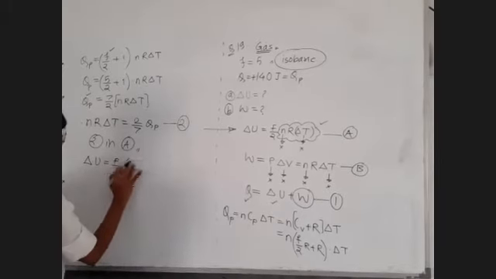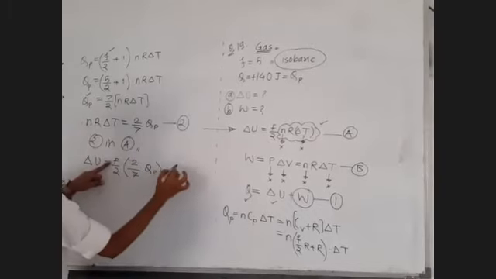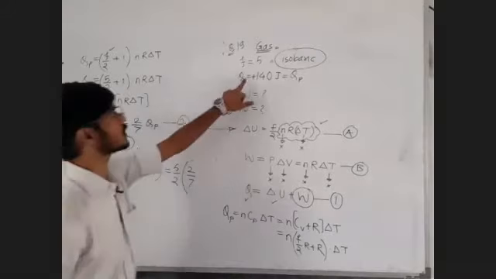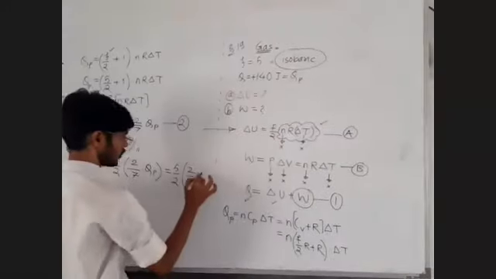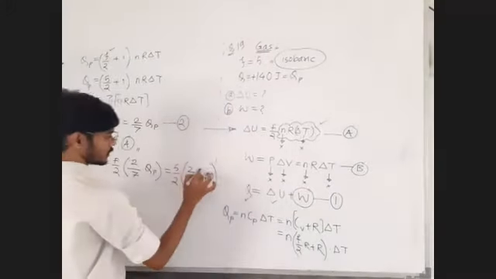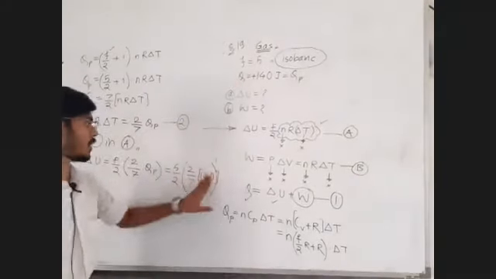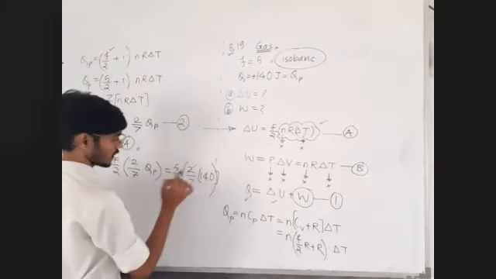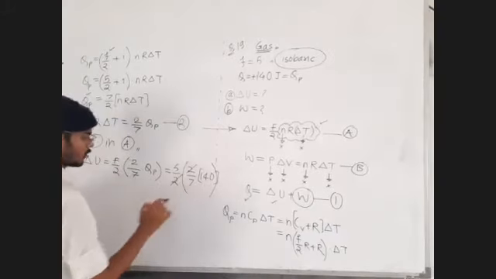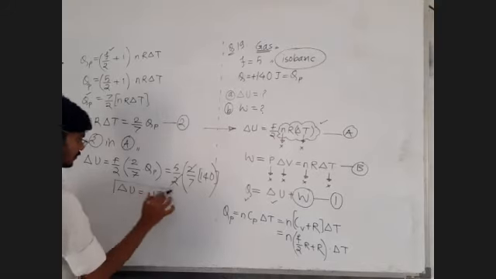Sir, degrees of freedom is 5 upon 2 into 2 upon 7 into QP. Heat supplied at constant pressure is 140 joule. Put the value with the sign plus 140. No need to write plus sign, but if there is minus sign, you should have written it here. Now this two cancel. 14 upon 7 is 2, so that will become 20. 20 into 5 is 100. So delta U is coming out to be 100.